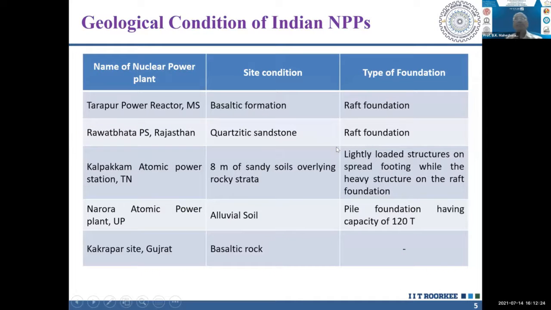Coming to the geological condition of Indian NPPs, of course, this is not the complete list. But if I mention Tarapur and Rawatbhata, they are on raft foundation because the site condition is very good. But if you talk of Narora Atomic Power Plant or Kalpakkam in Tamil Nadu, there is alluvium soil and a raft foundation would not be used. Rather, pile foundation will be used, as has been used for the Narora power plant.